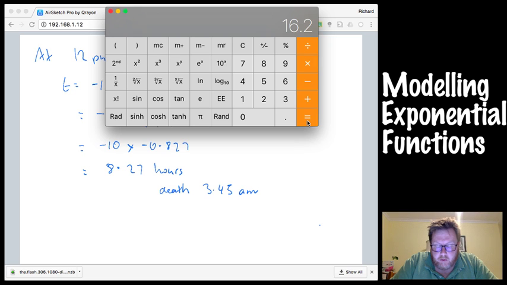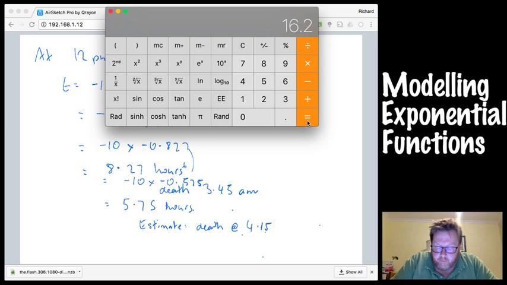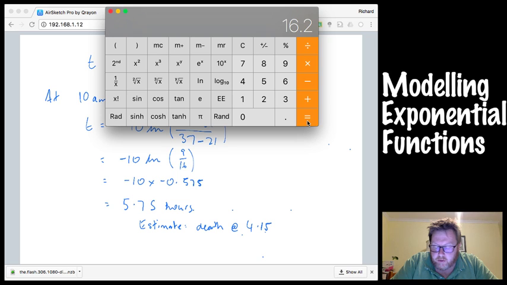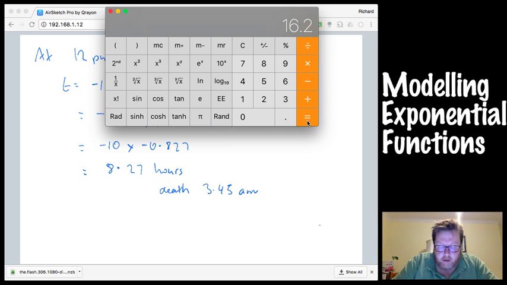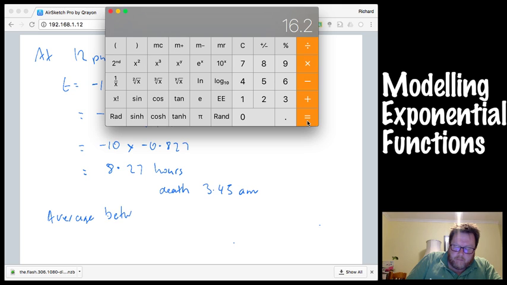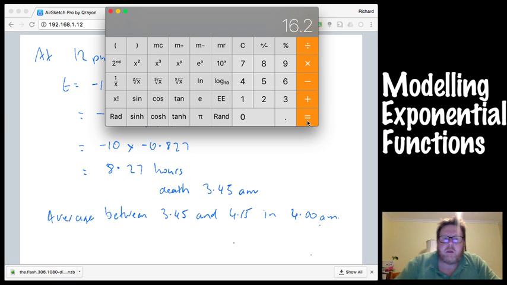Okay, so what does that mean? Well, the first estimate was death at 4:15. The second estimate was death at 3:45. So the average between 3:45 and 4:15 is 4 o'clock in the morning. So the estimate would be death occurred at 4 a.m.